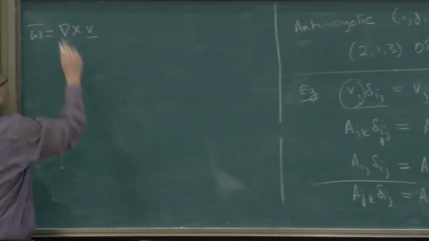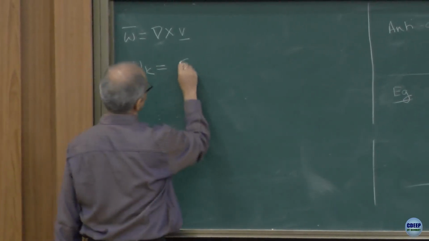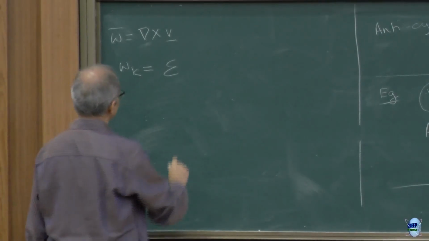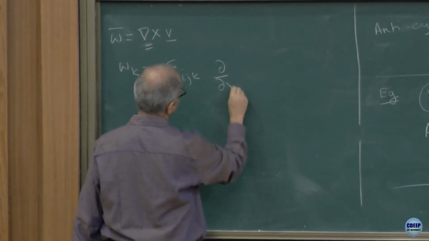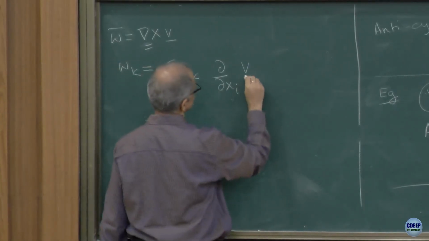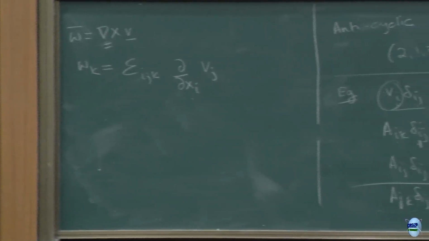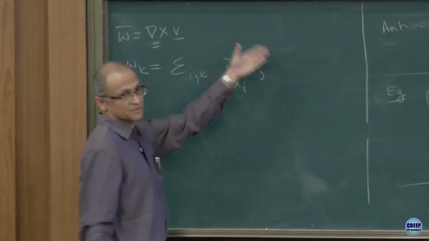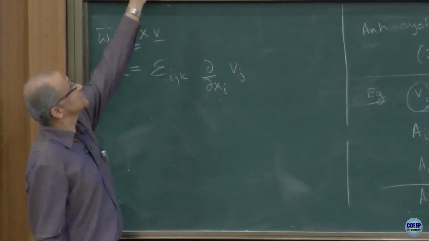So how will I write out this equation? Omega k equals epsilon. So this is a cross, so I have to use an epsilon here, epsilon ijk, and then this is going to be the derivative dou by dou xi, first index here, and then vj. Correct? Just like we had taken the cross product of B cross C, I've taken the same thing here. So this derivative operator is happening first, and then this is happening.